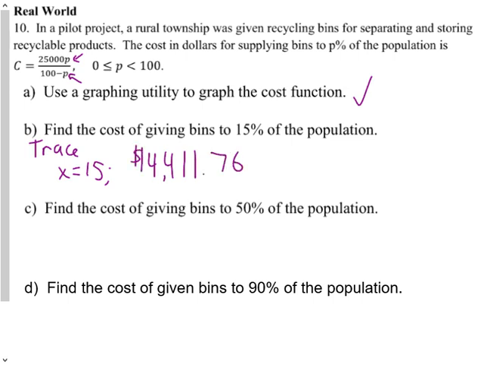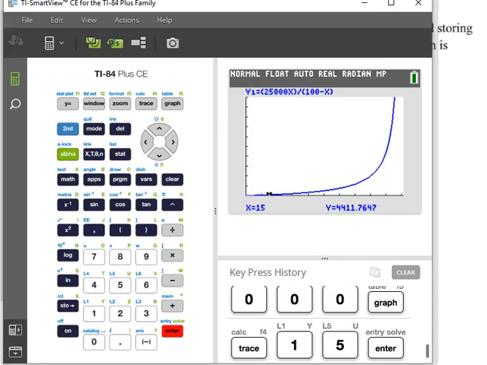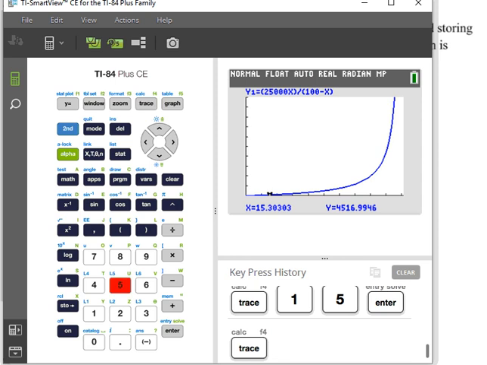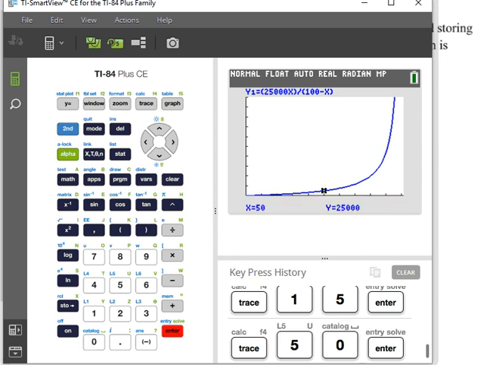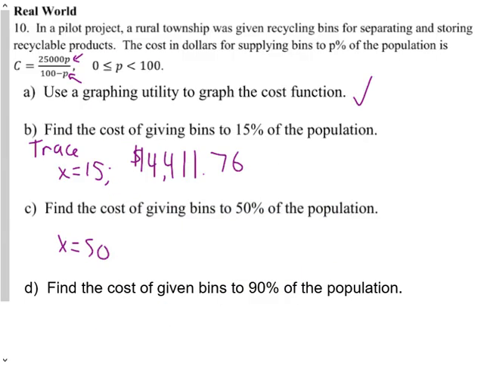Okay. What about if we gave it to 50%? Same idea, we just trace x equals 50. We're going to trace 50. And now it's quite a bit more, $25,000.